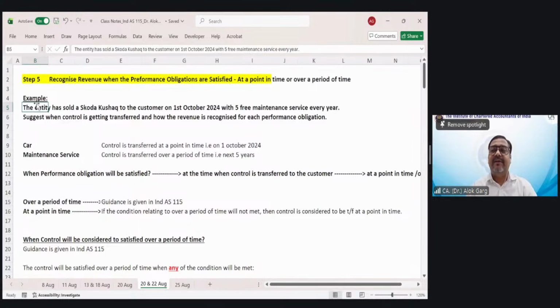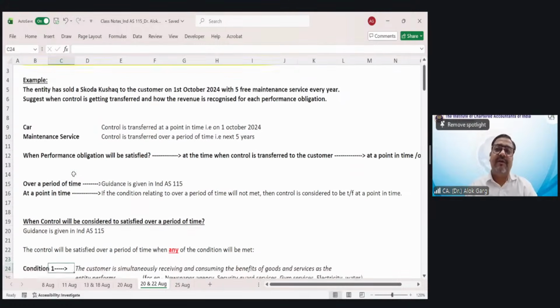For example, if a company has sold a mobile phone, the moment the company gives the mobile phone to the customer, the control is transferred at a point in time. So the performance obligation is satisfied at a point in time. But the company is also providing 3 years of warranty service. So this warranty service control is getting transferred over a period of time. Whenever the customer needs that assistance, the customer will go to the service center and get the services. So here control is transferred over a period of time, and there at a point in time.